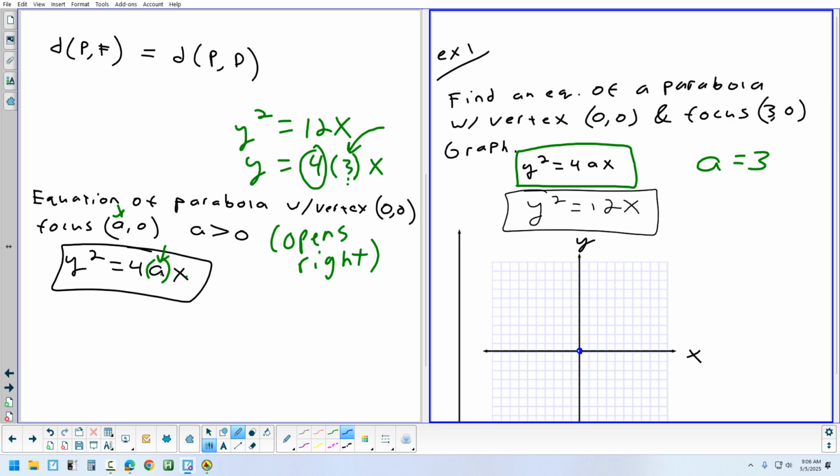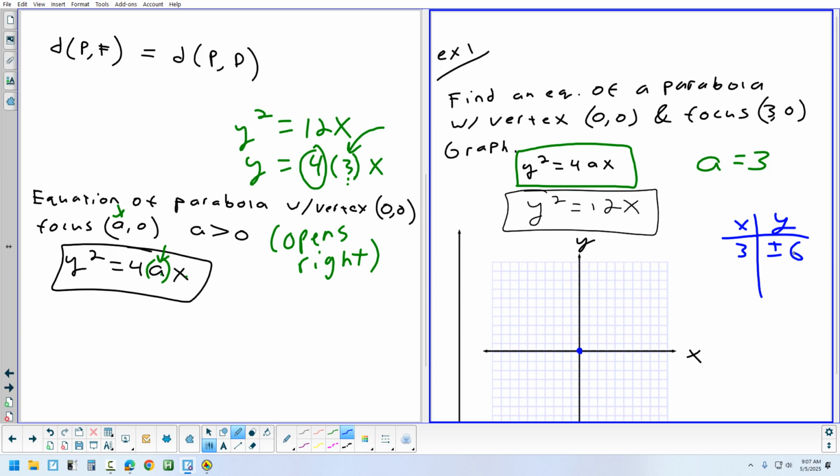The only problem with it is I don't have enough room to go to 12, but 12 is definitely a good number you could plug in for x if I had enough space. Anybody think about another number I could plug in for x? Get a nice answer? Yeah? 3. Yeah, if I plug in 3. So just make a table off to the side. So when we plug in 3, 12 times 3 is 36. And then I need to take the square root of 36, which is 6 or -6. So this clearly is not a function.